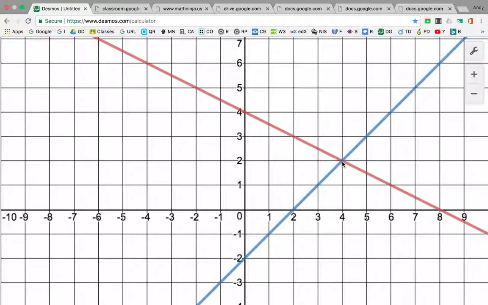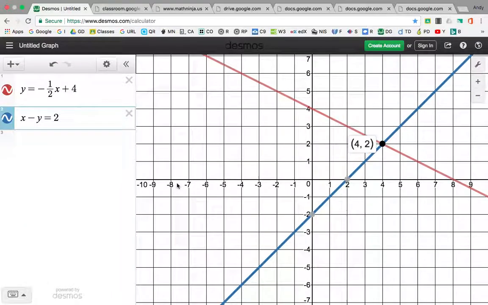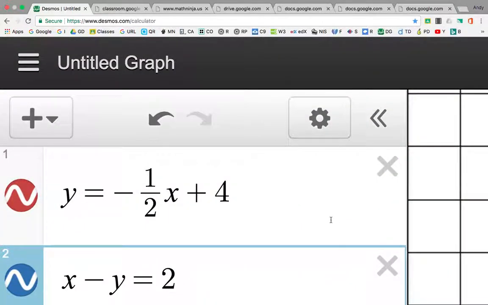So in Desmos, I can just simply click on that point, and I can see when x is 4 and y equals 2, the system has a solution there. So that is the point they have in common. Okay, let me go to the second example.